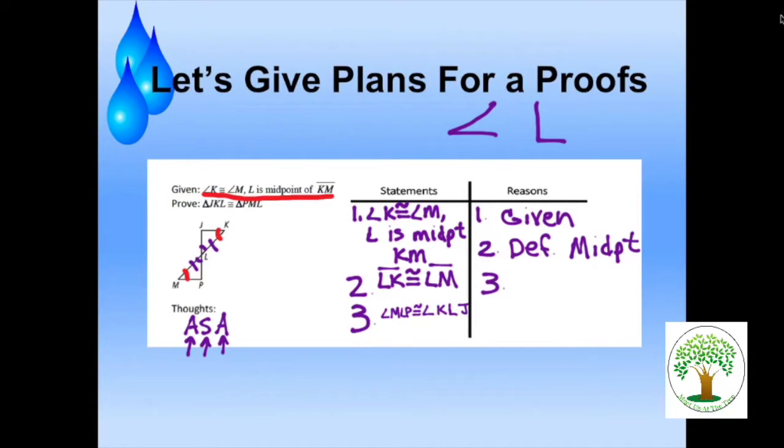Number 3, vertical angles. Number 4, last thing. We have stated up above an angle, a side, and an angle somewhere up above. We use that midpoint thing to get one of the sides, and now we can just be done. It's already written all in the right order. Triangle JKL, and triangle PML.